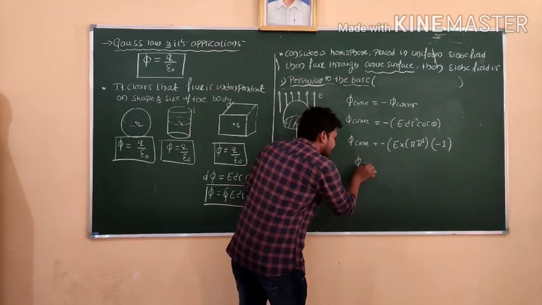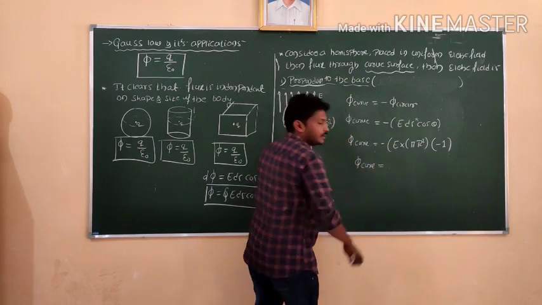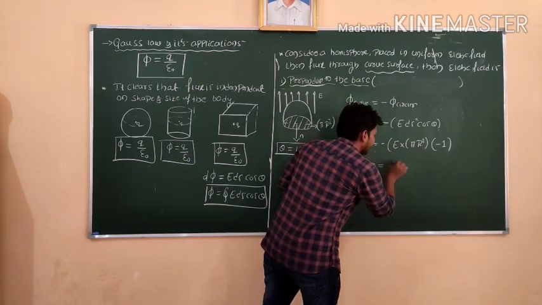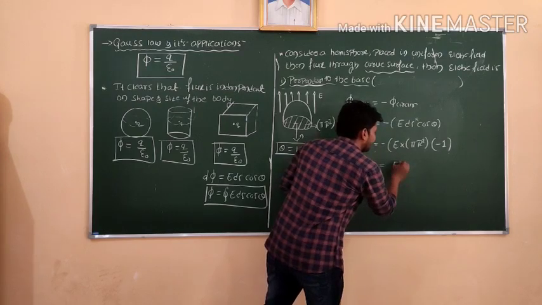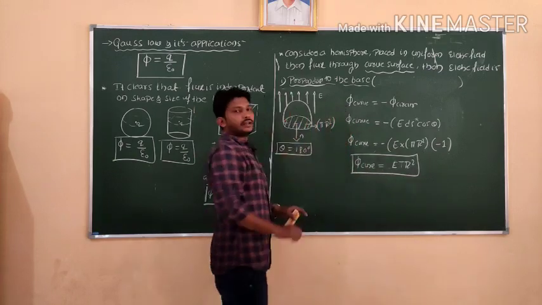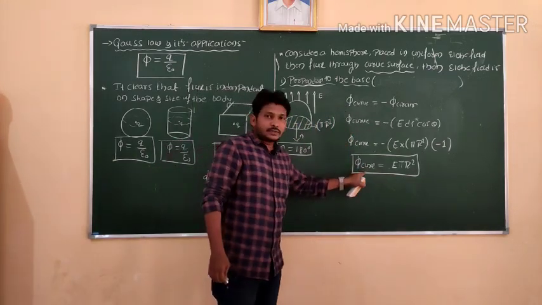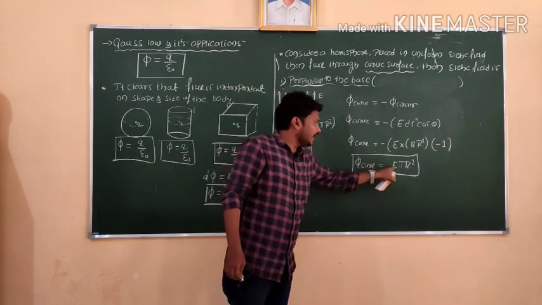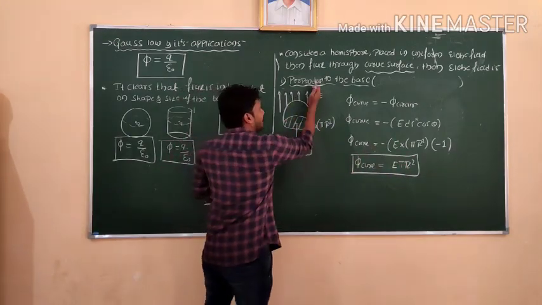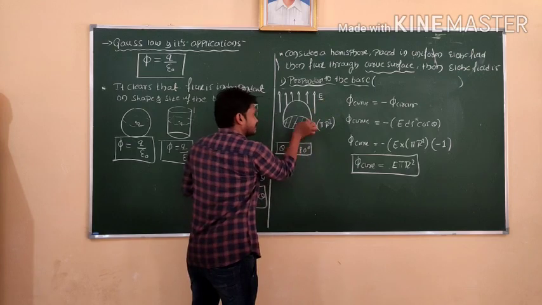So the flux through the curved surface is equal to E into pi r square. Let me write it here. What is the flux through the curved surface here? The flux through the curved surface is equal to E into pi r square when the electric field lines are parallel to the base. So this is the base I said.